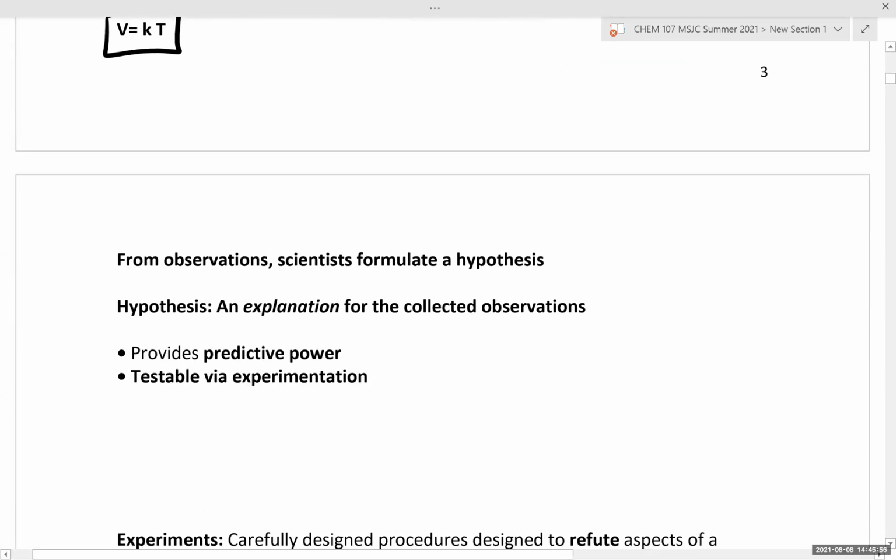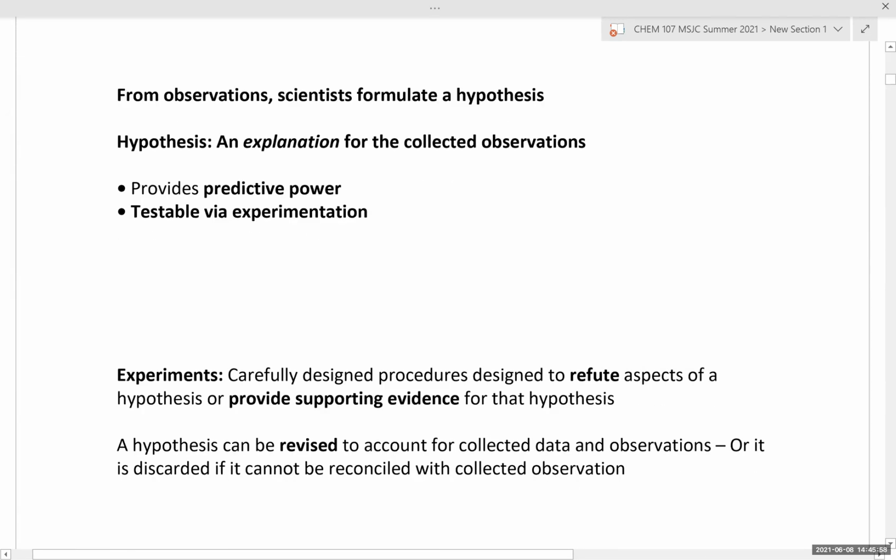So, as we've alluded to, from our observations, we can also formulate what's known as a hypothesis. A hypothesis is an explanation for the collected observations. A hypothesis provides predictive power and it's testable via experimentation.